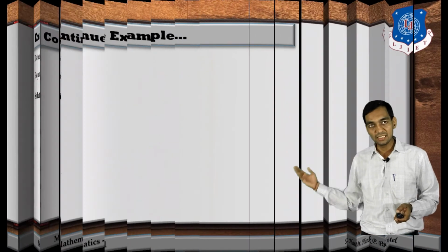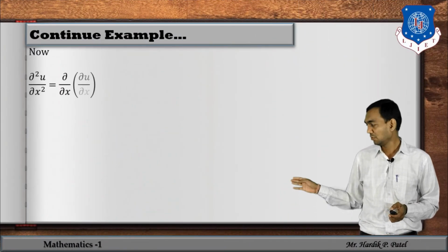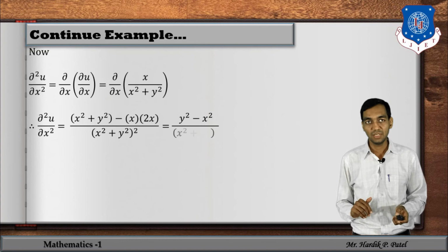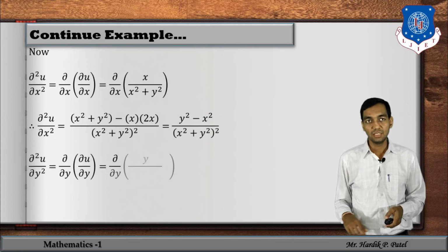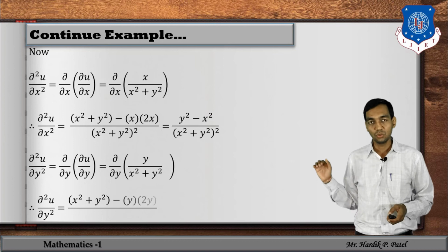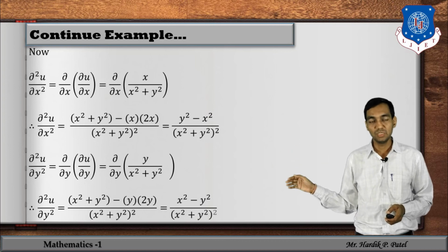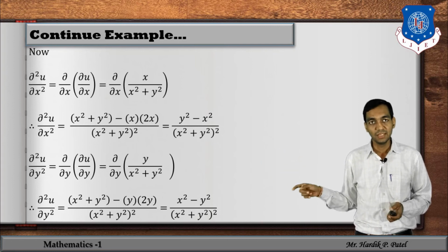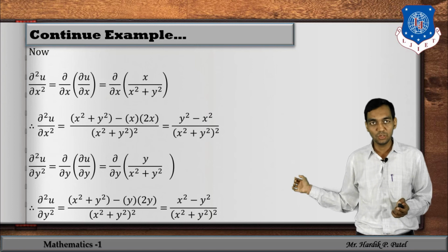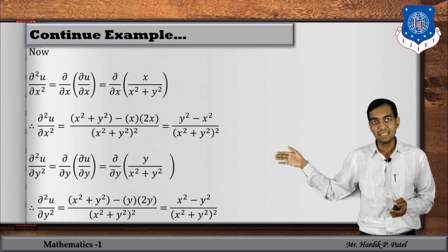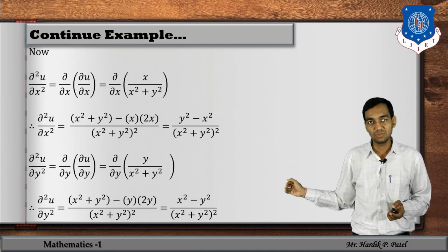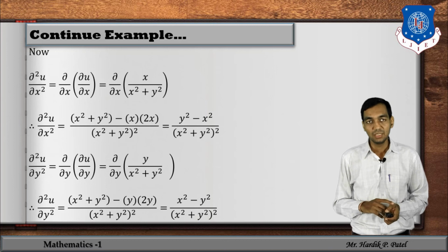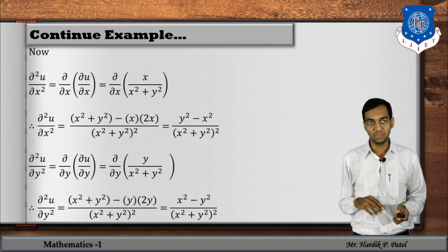Now del square u by del x square will give you del by del x of del u by del x. But del u by del x has the value x upon x square plus y square. Now if you are going to differentiate, then you have to apply the u upon v rule. So first, denominator as it is times derivative of numerator, that is, x has derivative 1, minus numerator as it is times derivative of denominator with respect to x. So x as it is, and the derivative of the denominator is 2x with respect to x. If you simplify, you will have y square minus x square divided by x square plus y square whole square.